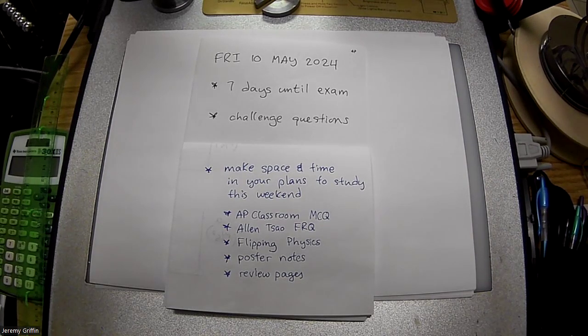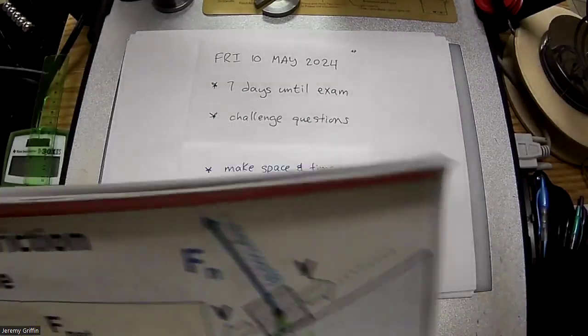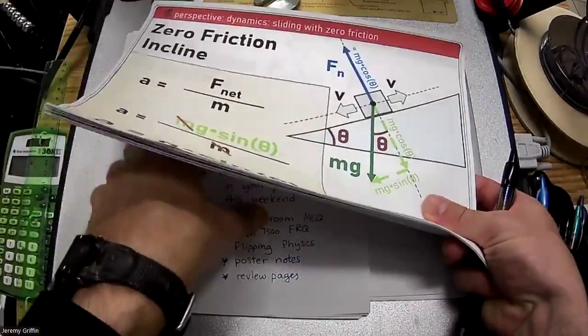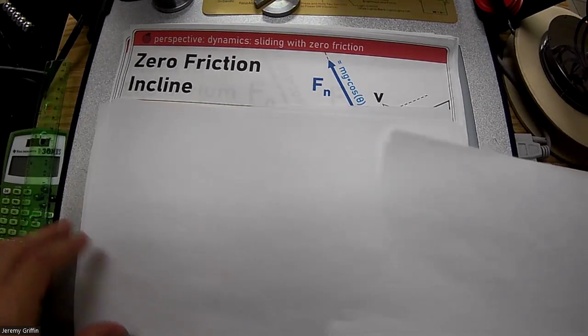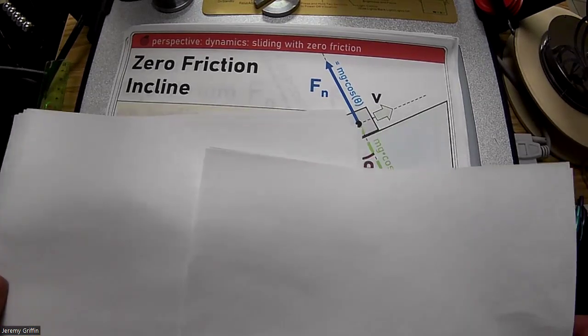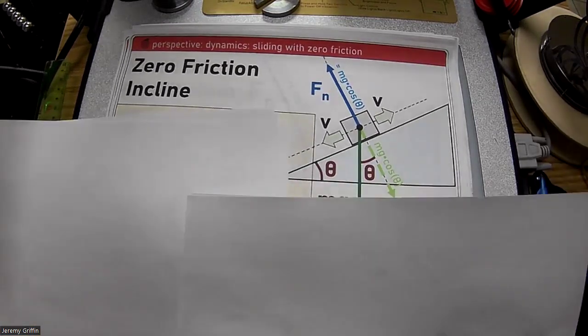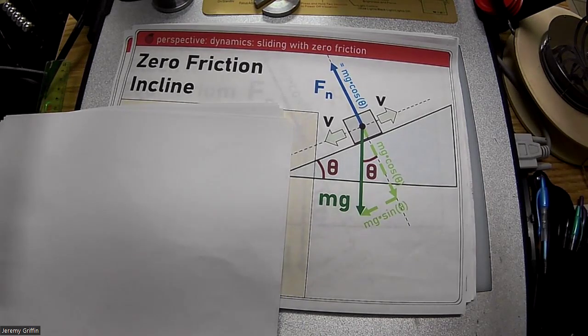Okay, but here. Right, so for you guys here, we were going through these posters and we did this one last time I saw you guys. We did this one, right? A zero friction incline. Now see if you guys remember this. You should definitely get it now. This time, guys, zero friction incline. Would this block be sliding down at a constant velocity or a constant acceleration?